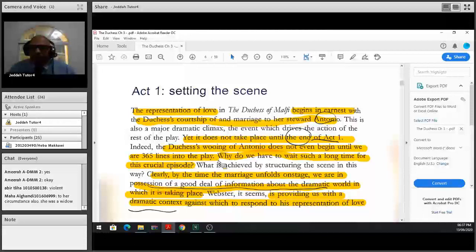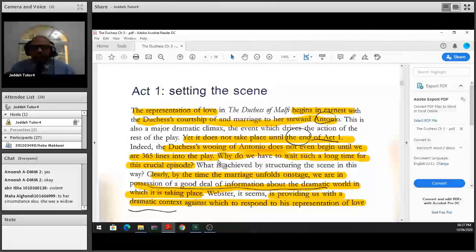This is the idea that the whole fabric of the play is built on. Yet, in spite of the fact that this is a major, if not the major event, it does not take place until the end of Act One, for, like I said, explicit reasons. We spoke about the reasons. So the Duchess' wooing of Antonio does not even begin until we are at line 365 in the play. Why do we have to wait such a long time for this crucial episode?